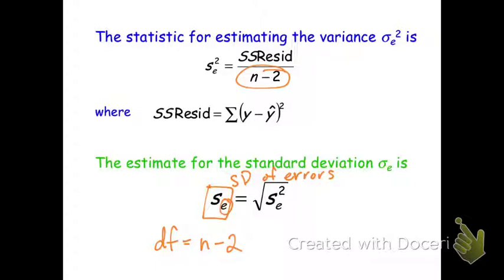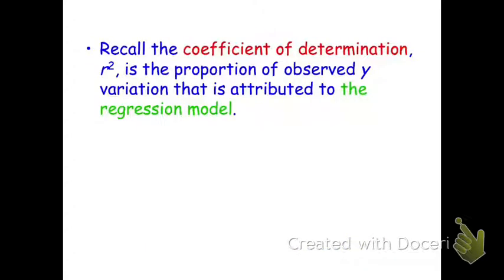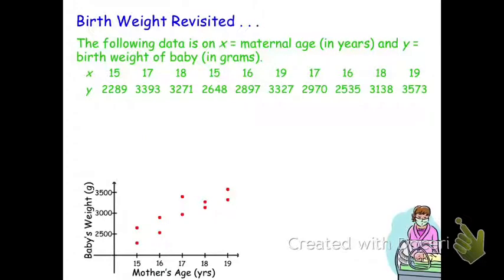But so we said it's N minus 2 because we have bivariate data. So we have to reduce the sample size by 2 because now we have 2 variables to deal with. Recall the coefficient of determination, R squared. We already kind of talked about that: the proportion of observed Y variation attributed to the LSRL between X and Y.